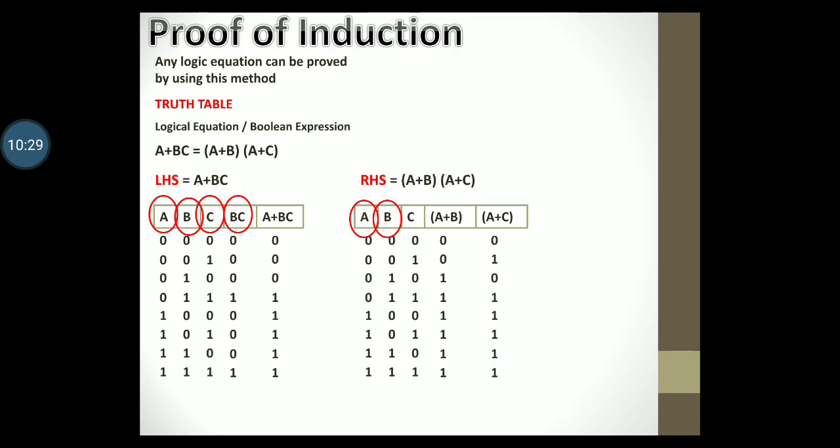now we only need the logical AND of A plus B and A plus C. So doing this, we get, hence you can clearly see that the LHS is equal to the RHS. This method is called proof of induction and can be applied to any Boolean expression having any number of input variables.